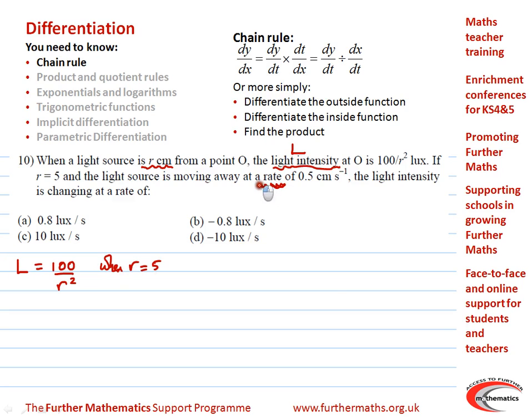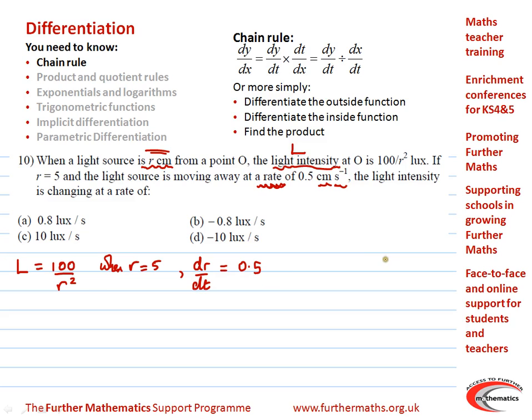And as soon as you see that word rate, you know you've got d by d something. Okay, so the light source is moving away at a rate of 0.5 centimetres per second. So that's a distance per time. This is d something by dt. And the distance of the light source away from point O is given by r. So we know that we've got dr by dt here is 0.5. The distance between them is increasing at a rate of 0.5 centimetres per second. So rate of change of r, dr/dt, is 0.5.